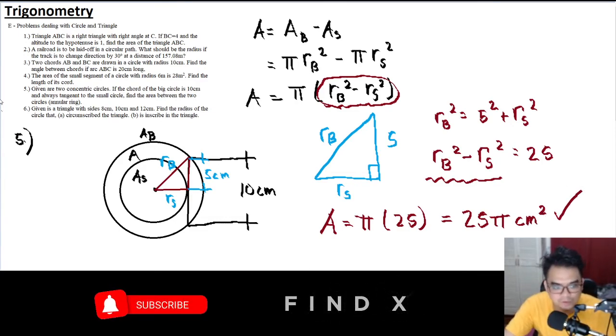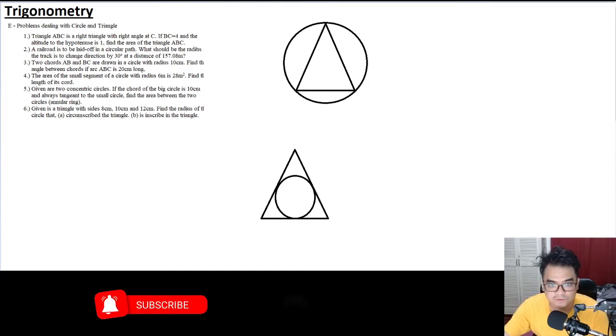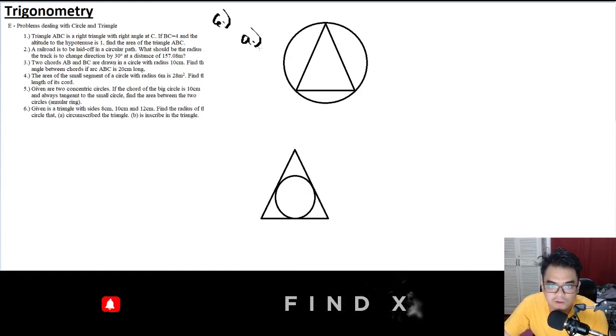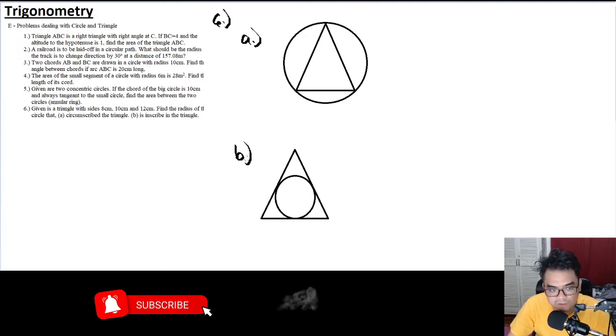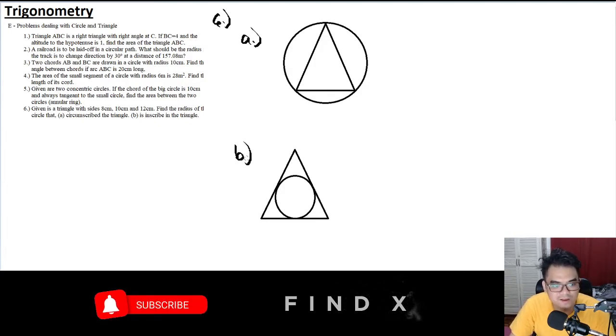Okay, so let's do the last problem for this one. We got number 6. For problem number 6, we got the first one, this is letter A, and this is letter B. I already drew it ahead of time. Given is a triangle with sides 8, 10, and 12 centimeters. Find the radius of the circle that circumscribes the triangle.